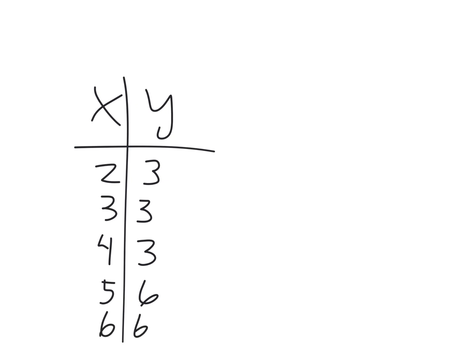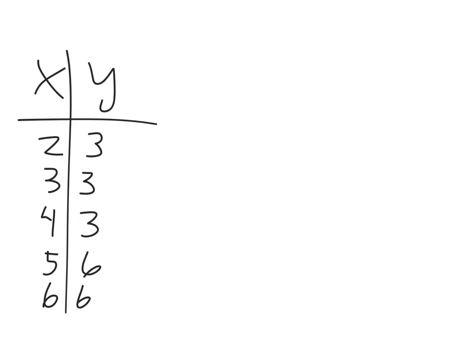Now, could you graph those? Sure you could. Would they pass the vertical line test or not? Well, let's graph them. Take a second. Graph those points. Is it illegal to fail? No, it can fail the vertical line test, it just won't be a function. Functions have to pass the vertical line test.